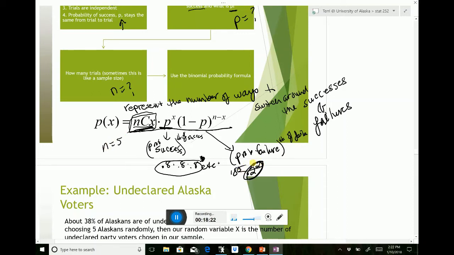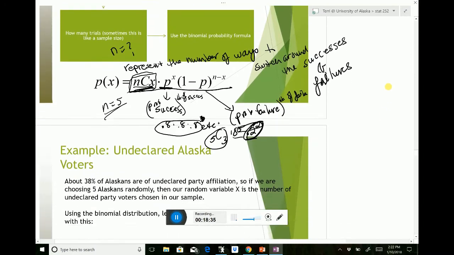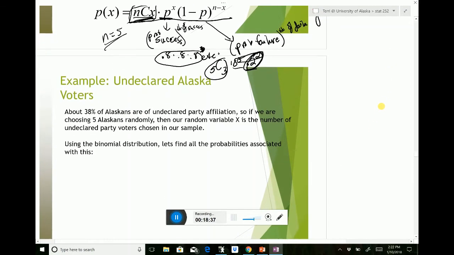So these 2 exponents have to add up to the number of trials, and you have to have 5 choose 3. And this tells you how these mix around. So where are the 0.2s and the 0.8s? So let's do a quick example.